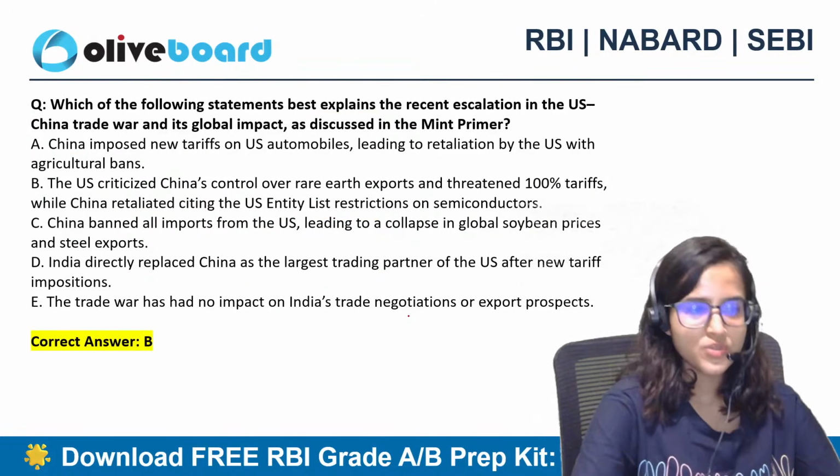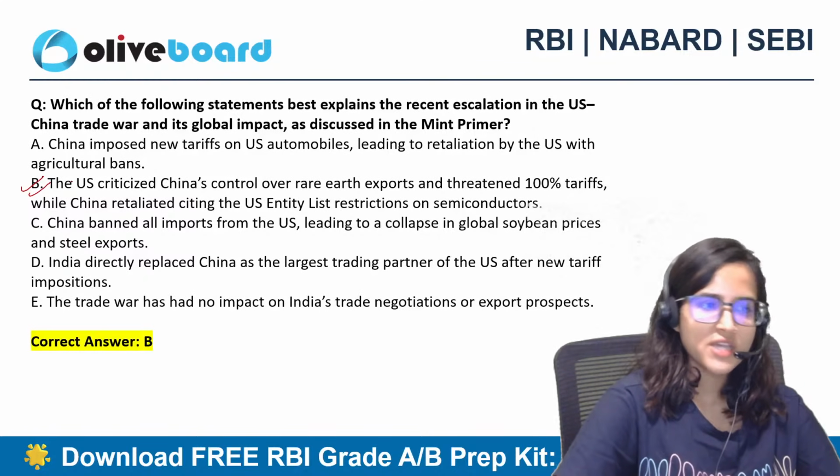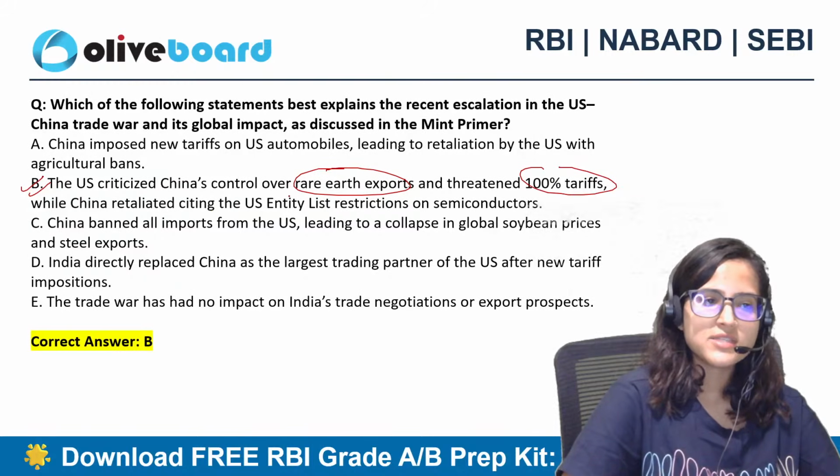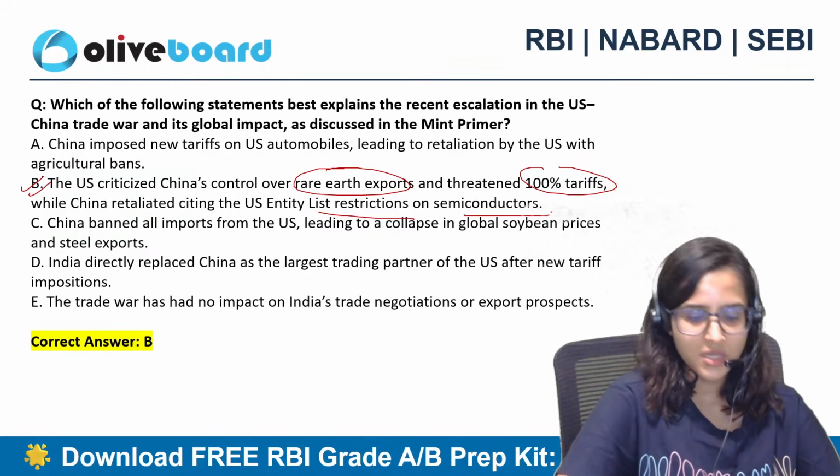Ninth question B, which is absolutely correct. US criticized China's control over rare earth exports, threatened 100% tariffs. China retaliated, citing US entity list restrictions on semiconductors.